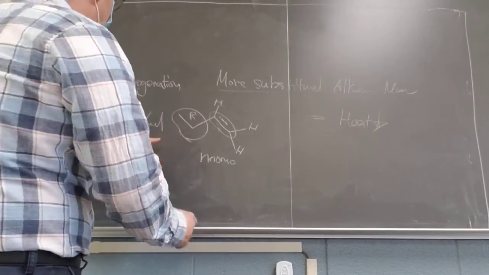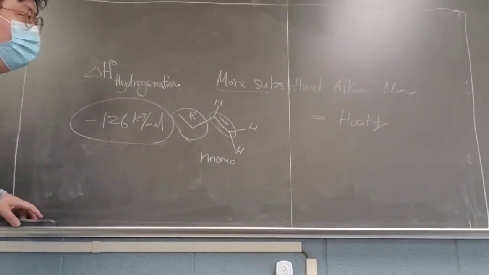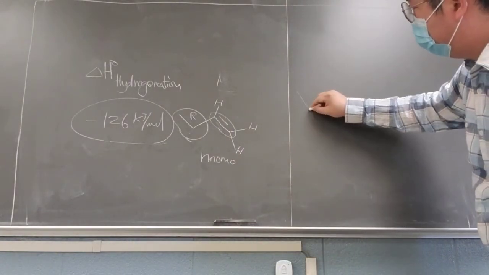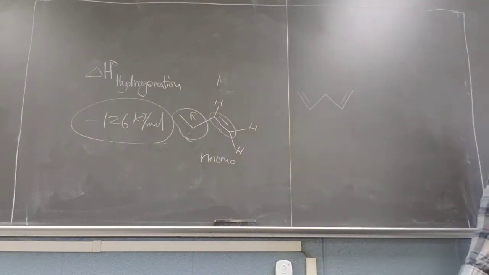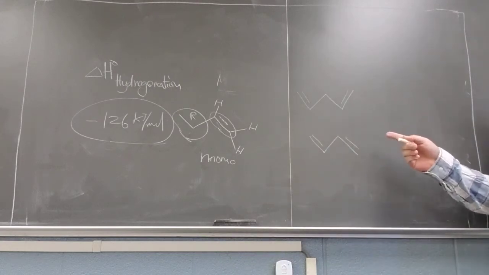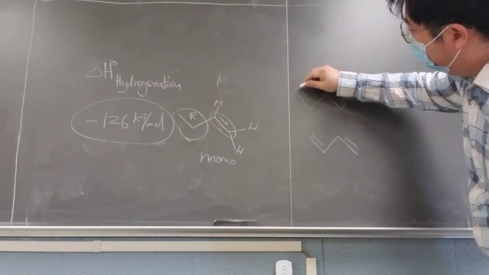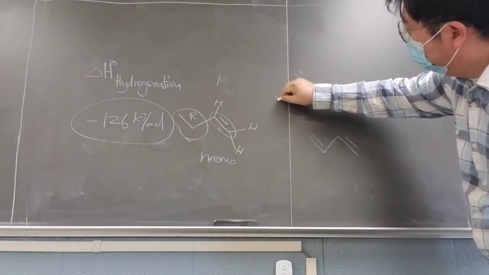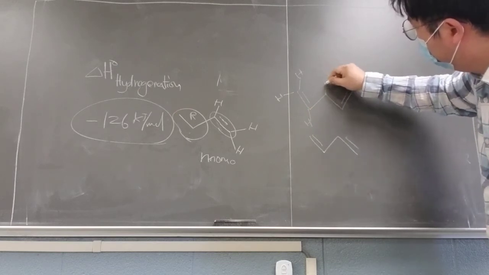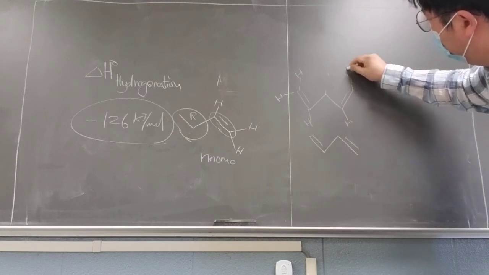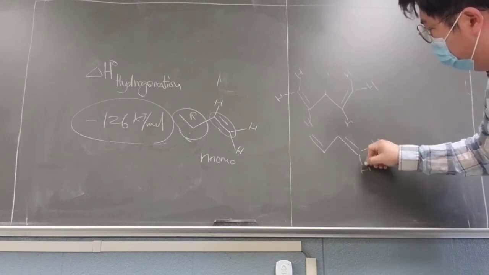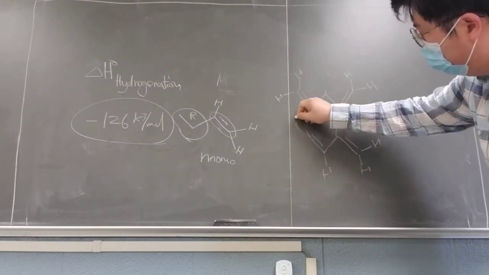Okay, it's a mono substituted. So if this is a mono substituted, and this gives this amount of energy, let's compare this one to these two. Okay, this one and this one. This is the one I also showed you before. So this is also the same. This one has two hydrogens over here, and one over here. Oh, I'm sorry, two. But you don't have to worry about this one. One, two, two over here, right? And this will be two, one, one, two, two.